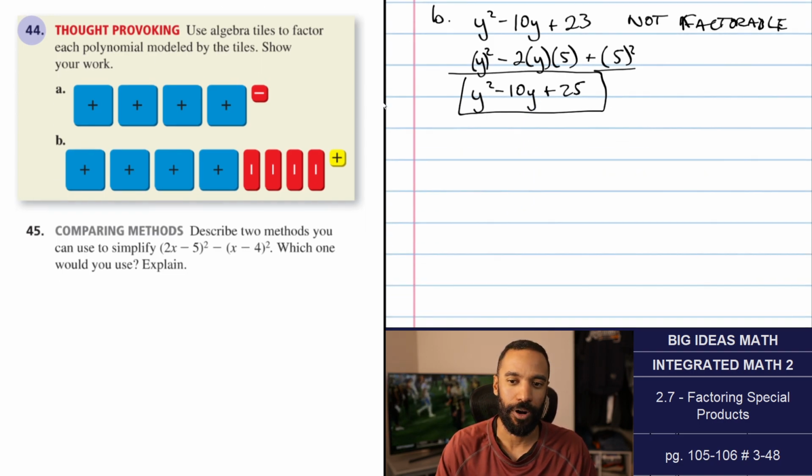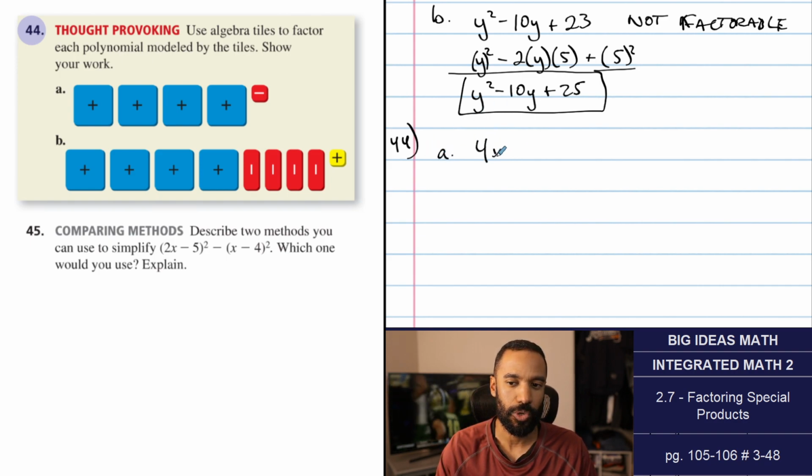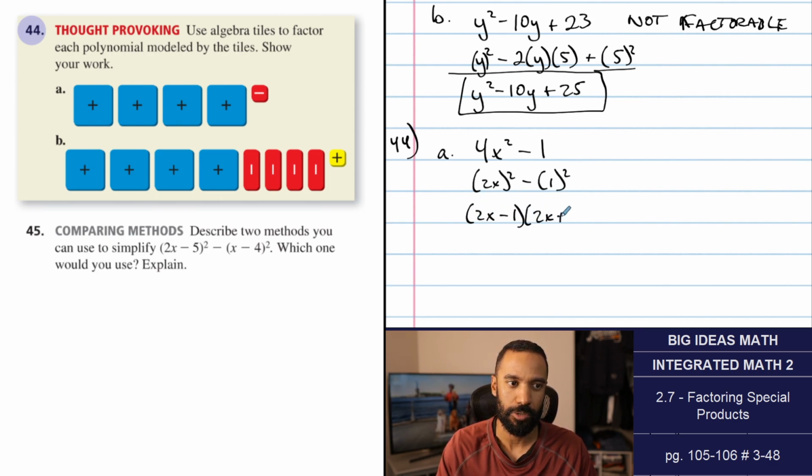Number 44. Use algebra tiles to factor each polynomial modeled by the tiles. Show your work. Part A, that is 4x squared, and there's a negative 1. Looks like a difference of 2 squares, where we are squaring 2x. We are squaring 1. So this becomes 2x minus 1 times 2x plus 1. They did say show your work, so that's my work.